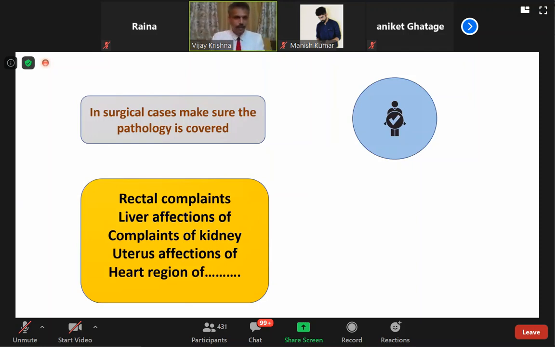We take a broader rubric. We take uterine affections, uterus affections of. So the remedy should also cover the pathology, which is very, very important. So these are a few examples I've given.